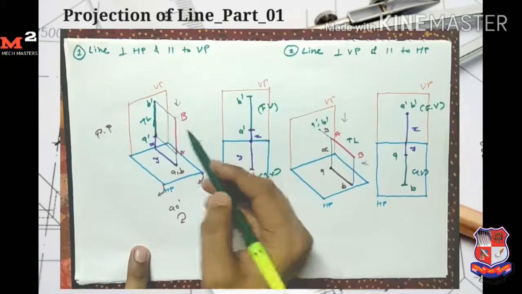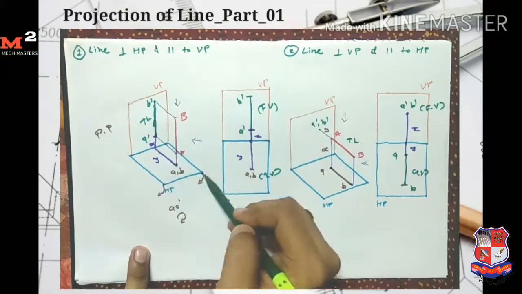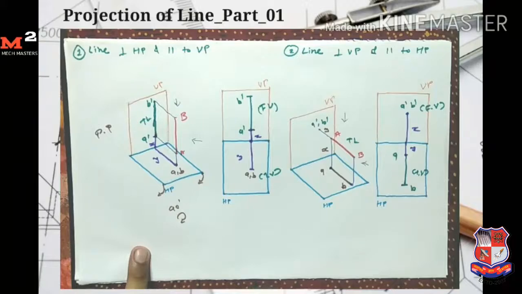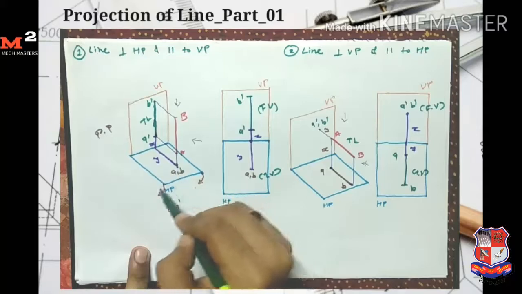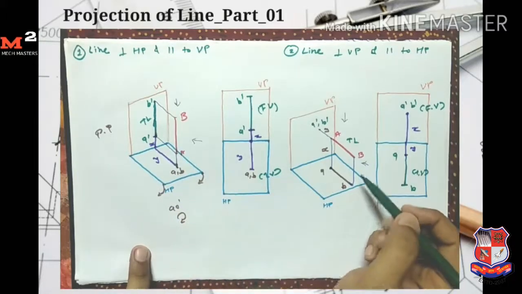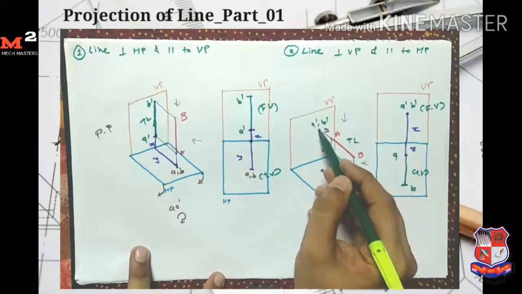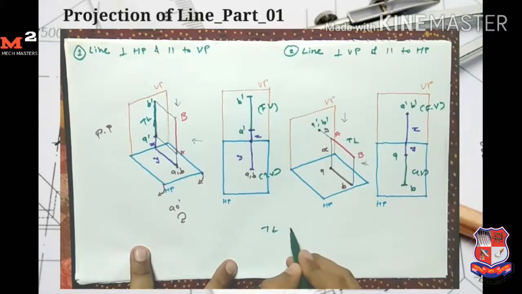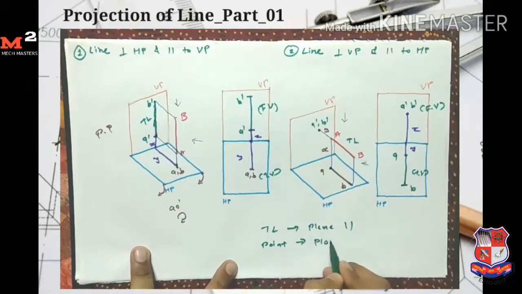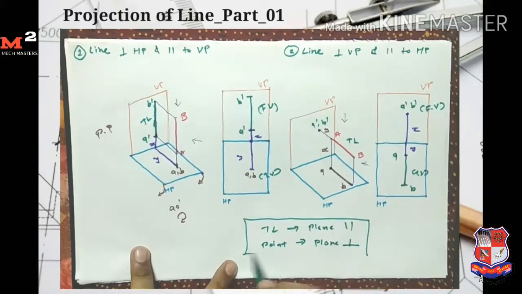And the second point is, if the line is perpendicular to any plane, then we get a single point for this line. For example, here the line is perpendicular to HP, so we get only one point on HP. And here the line is perpendicular to VP, so we get one point for line AB on the vertical plane. So we get the true length of the line on the plane which is parallel to the line, and we get a point for the line on the plane which is perpendicular to the line. So this is the conclusion of these two cases.